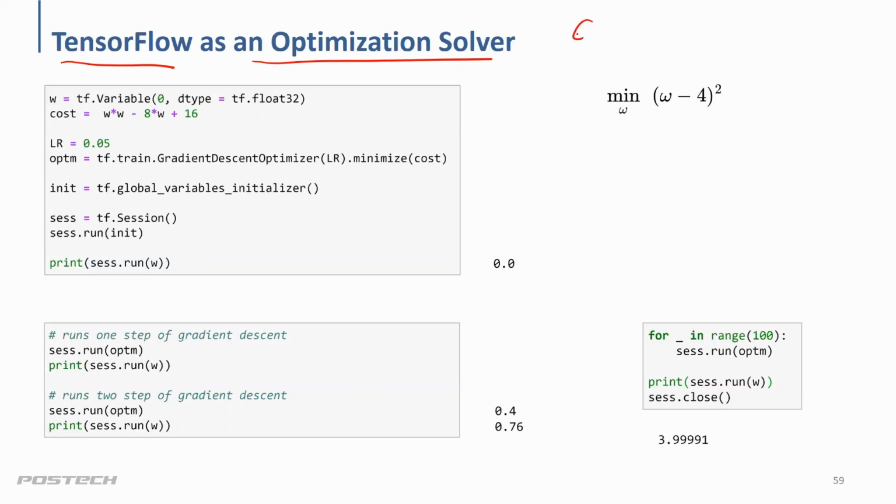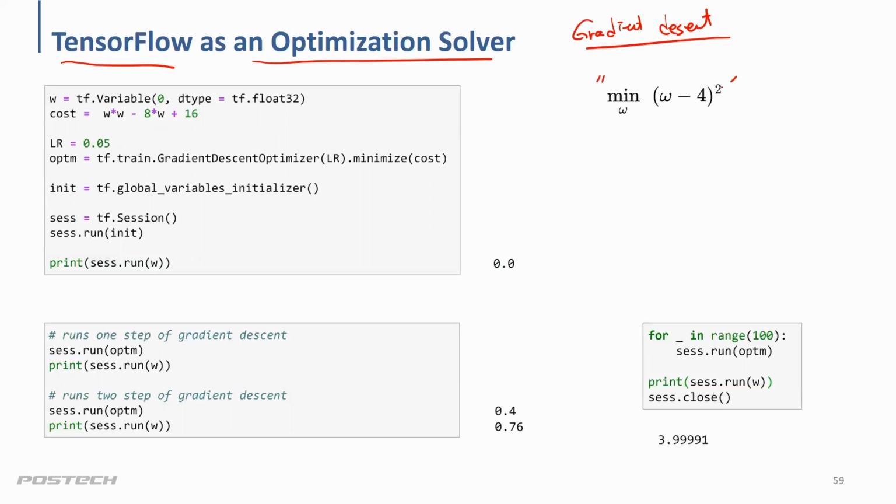Basically, for many optimization problems and gradient... I can actually implement the gradient descent method to solve the optimization problems. But in TensorFlow, the gradient descent method is embedded, so I want to use that.